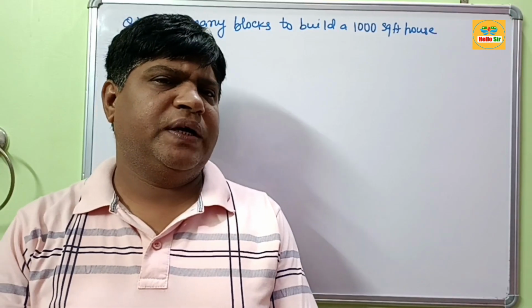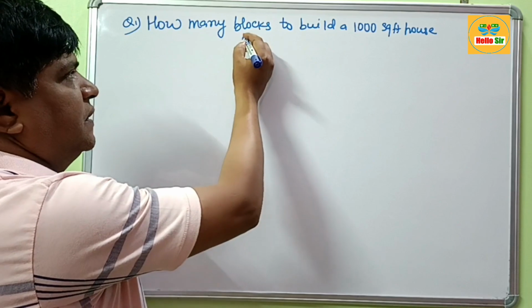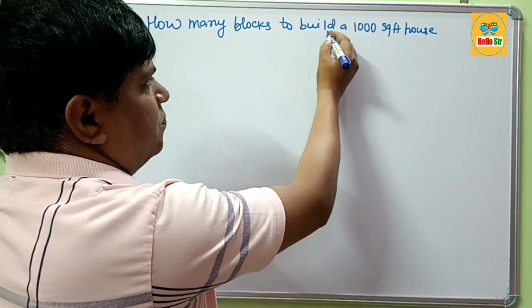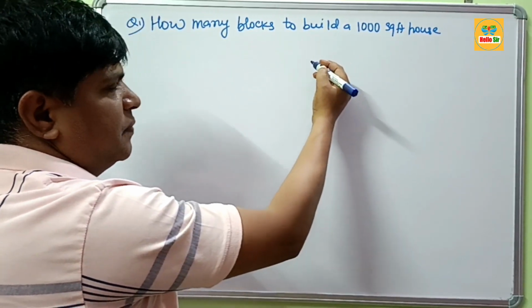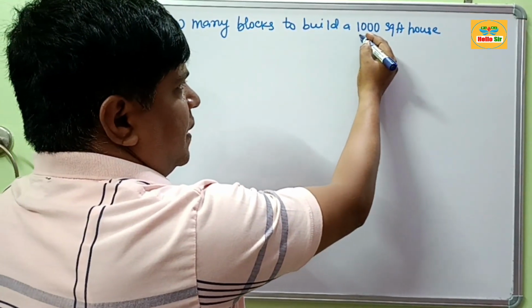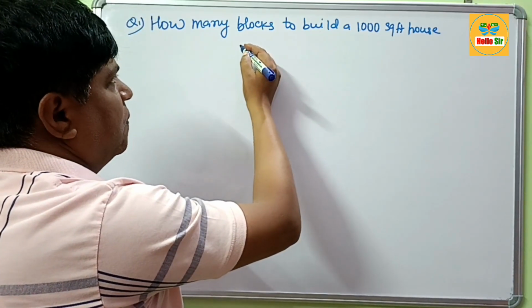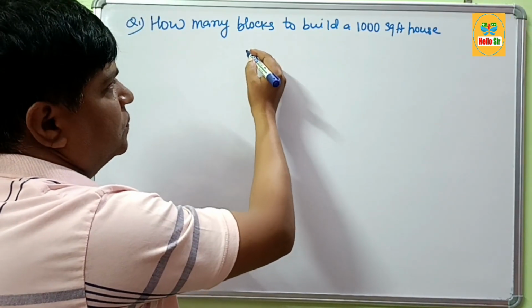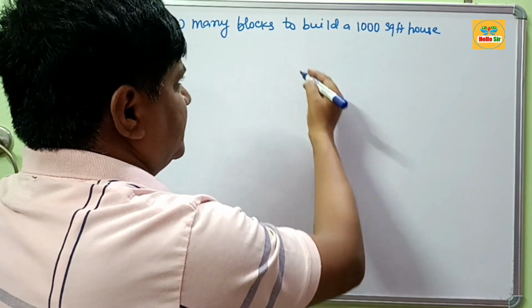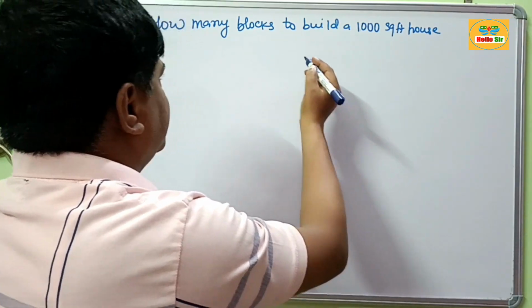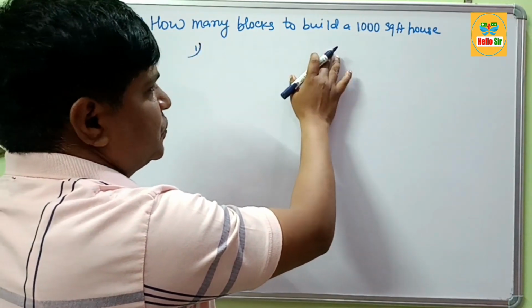Hi guys, today in this video we talk about how many cinder blocks are required to build a 1000 square foot house. It means you have a 1000 square foot house, how many concrete blocks, also called cinder blocks, will be required for this house. For this calculation, first we calculate blocks per square foot.